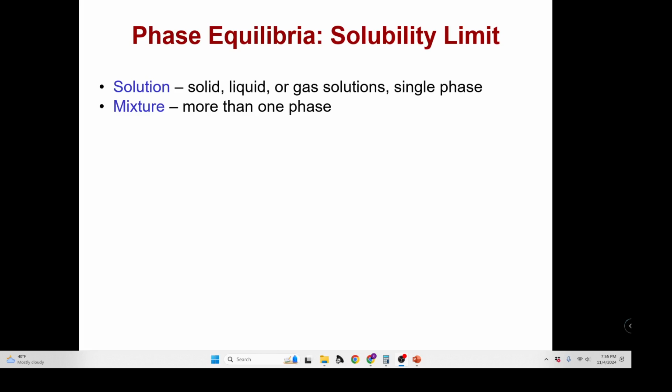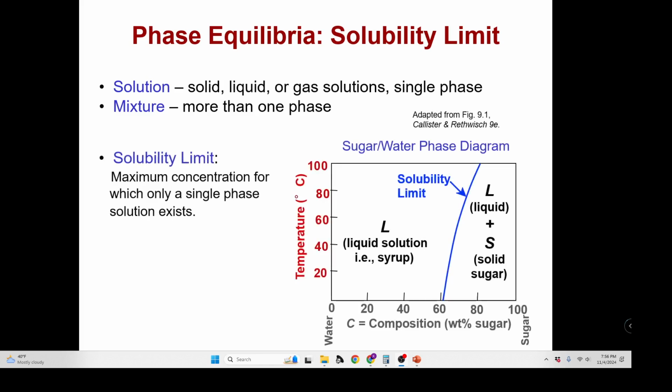So there is a solubility limit. That means for a solution, it's a solid, liquid, or gas solution, single phase. So there's a max amount of one thing that can be dissolved in another thing, or a mixture of other things. Mixture is more than one phase. So those are distinct terms and things that you should remember from chemistry. The solubility limit is how much concentration can something have while there's only a single phase.